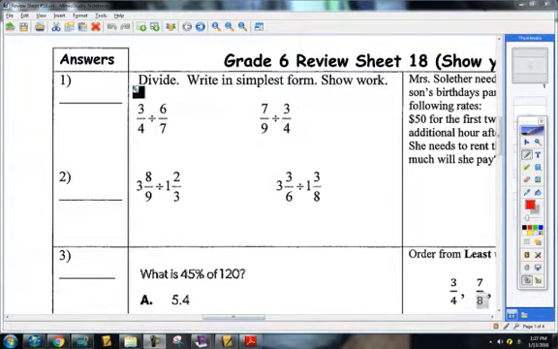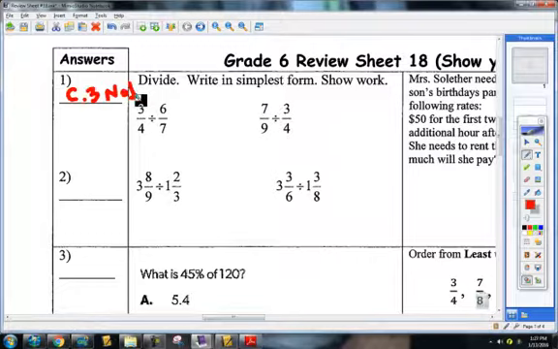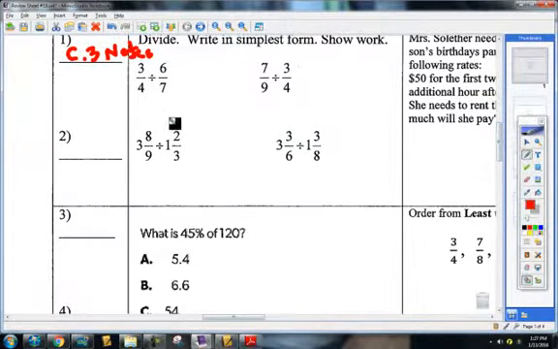First one here, this can be found in your chapter 3 notes. If you go to your chapter 3 notes, you know that that chapter was primarily all about dividing fractions and mixed numbers. So you just got to remember that division is just multiplication by the divisor's reciprocal.